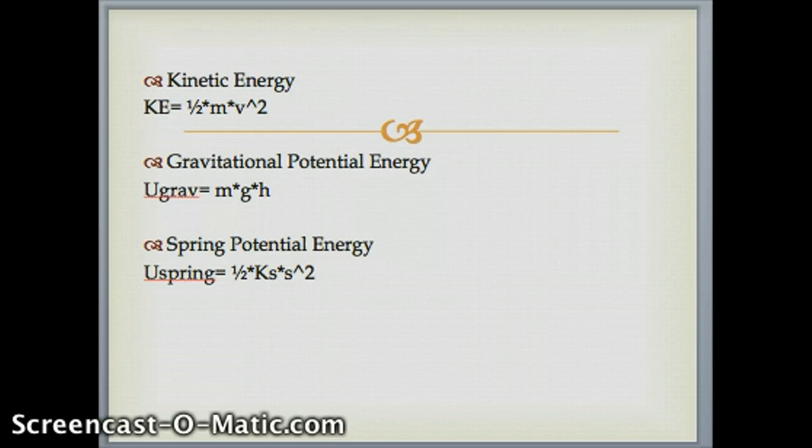It's also very important that we know energy formulas that will be useful to us for the code, the first of which is the kinetic energy formula, and that states that 1/2 times the mass times the velocity squared equals the kinetic energy. Next is gravitational potential energy, which is just equal to mgh. And then lastly, spring potential energy, which is 1/2 times K sub S times S squared.